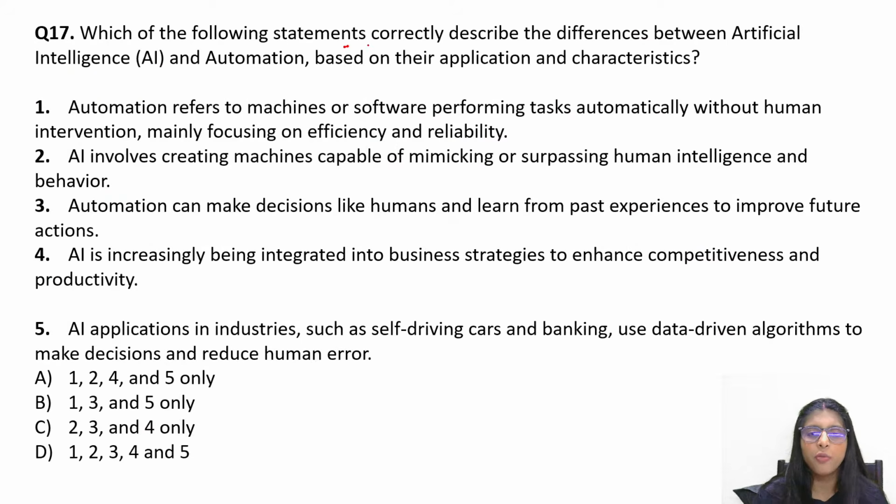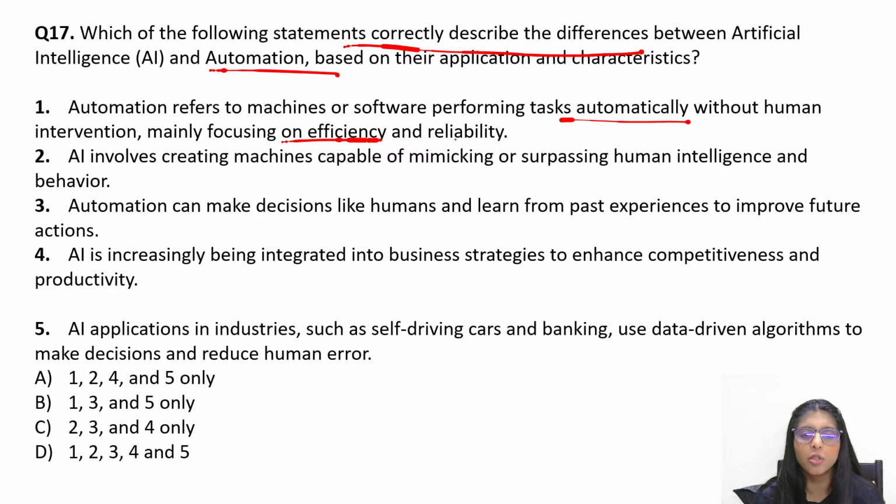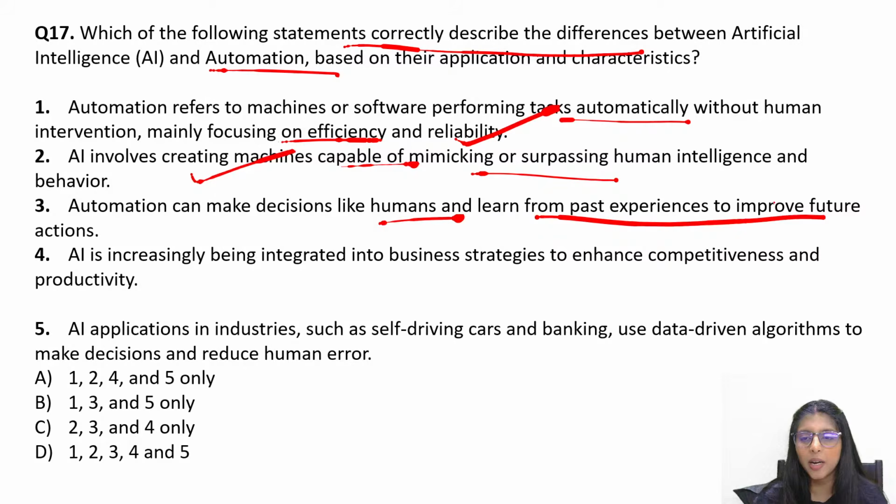Which of the following statements correctly describes the difference between artificial intelligence and automation based on their application and characteristics? Automation refers to machines or software performing tasks automatically without human intervention, mainly focusing on efficiency and reliability. It's correct. AI involves creating machines capable of mimicking or simulating human intelligence and behavior, which is also correct. Automation can make decisions like humans and learn from past experience to improve future actions. No, it is the work of AI.